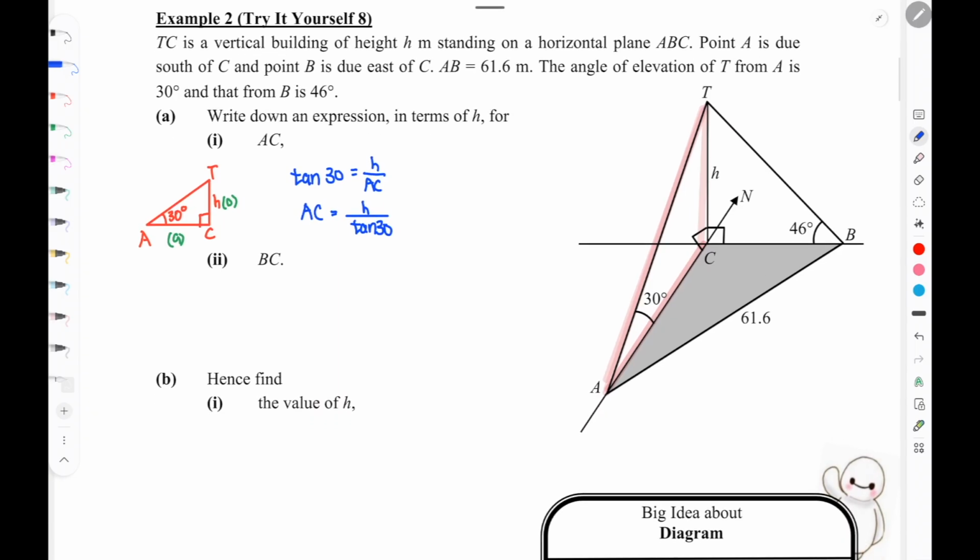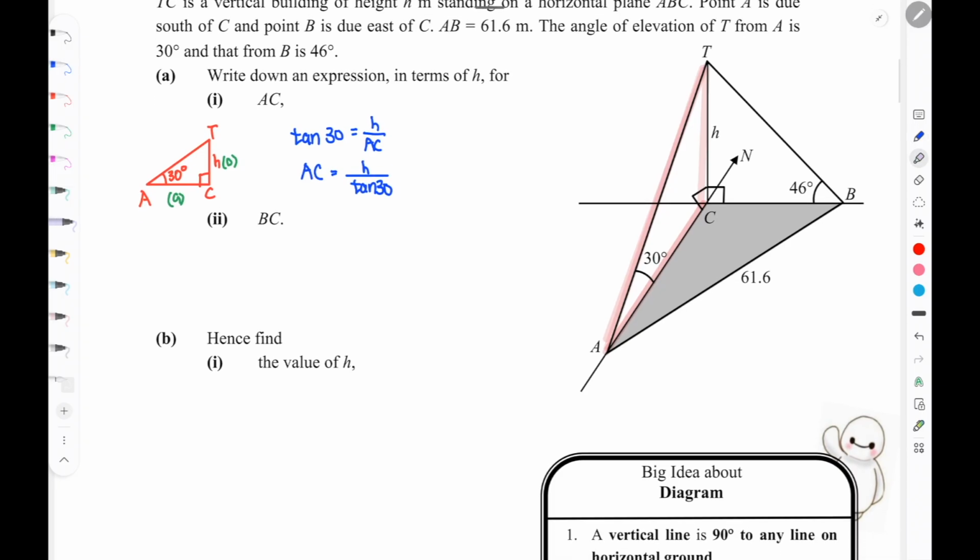Next I want to find CB or BC. So it is the one highlighted over here. I'll draw this at the side. It will look like this. So this is the side view. This is a right angle. This is T, this is C, and this is B. This will be 46 degrees.